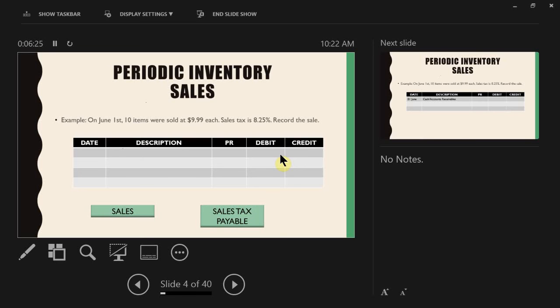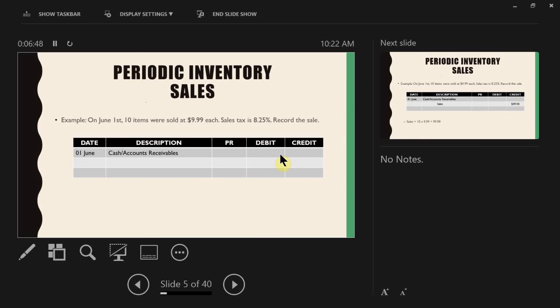And sales tax isn't something that we collect for our own purposes. It's not part of our profits. It's actually money that we collect to forward to the government. So this is money that we owe to the government. Therefore, we're going to be introducing sales tax payable, which is a liability because it's not our money. It belongs to the government.